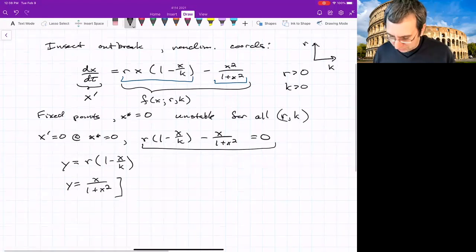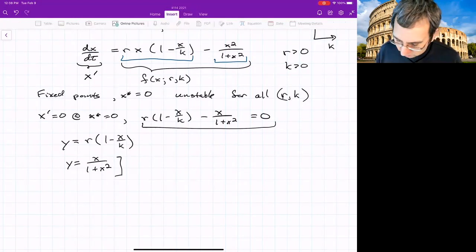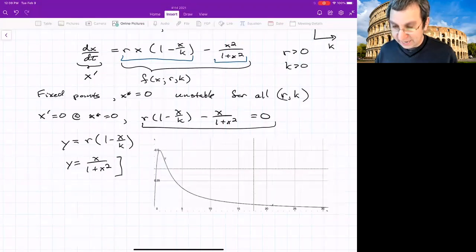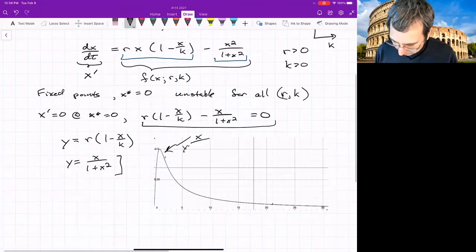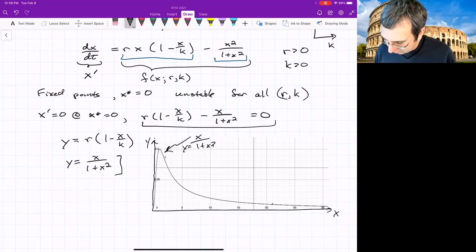And I made an argument about how you would sketch X over 1 plus X squared. I've now cheated, and I'm just going to show you the plot. There is a plot of Y equals X over 1 plus X squared. Here, this is the X-axis, and X goes from 0 to 30, and Y goes from 0 to 0.5.